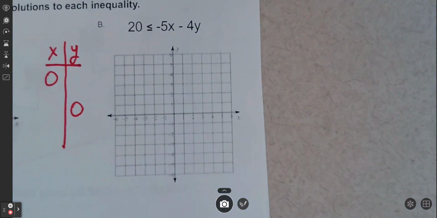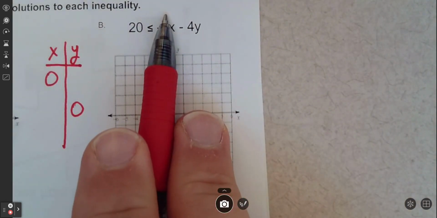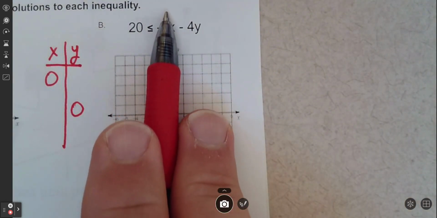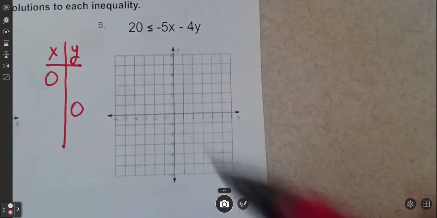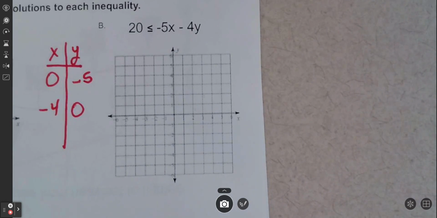Let's recall. The way we graphed in standard form is we made a table, and I plugged in 0 for x, and I plugged in 0 for y. I think it's easier, but if you don't remember how to. If I plug in 0 for x, what does y have to be to make those equal? -5. And if I plug in 0 for y, that goes away. What does x have to be to make that true? -4. So there's my 2 points.